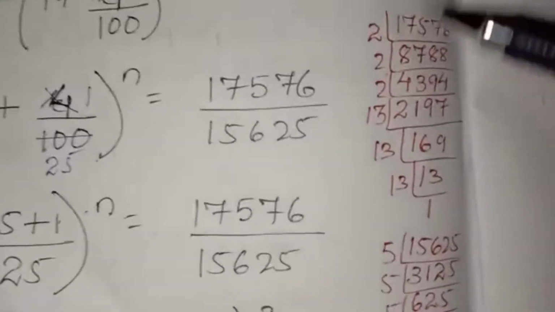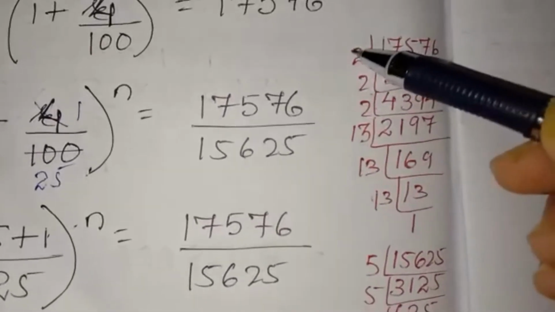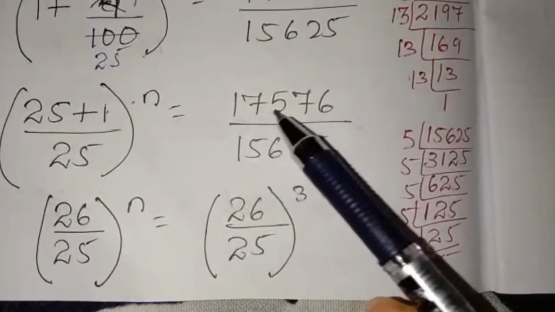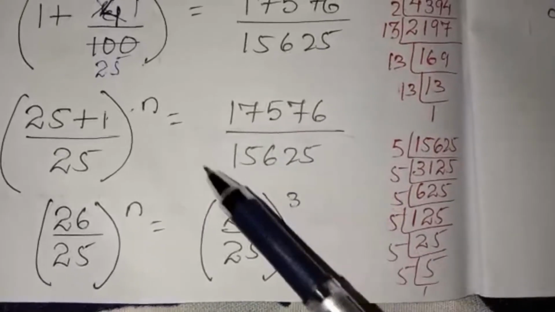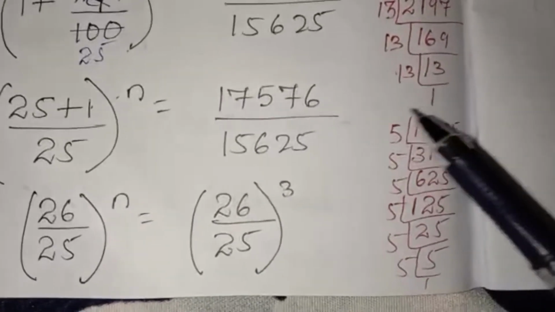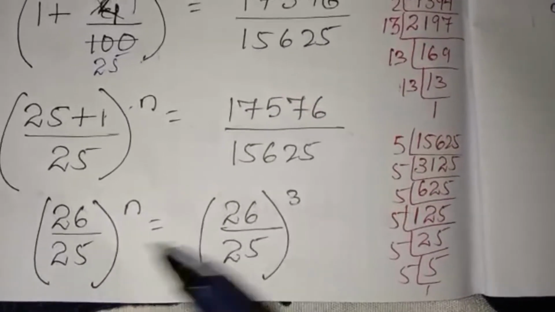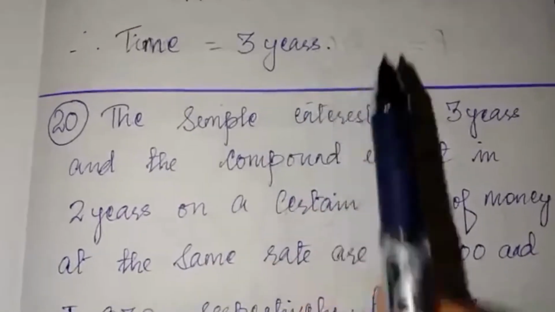This is 26 cube. See, 13 2s are 26, 13 2s are 26, 13 2s are 26. So 26 into 26 into 26 is 17,576. So if it is 26 cube, then this will obviously be 25 cube. But you can check here. It is 25 cube. So the bases are the same, that means the powers are equal. So n is equal to 3. So time is 3 years.